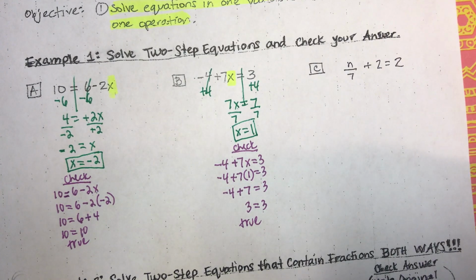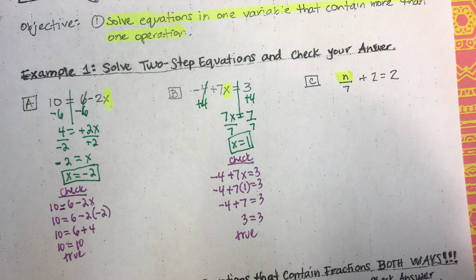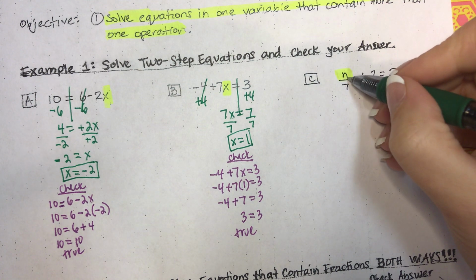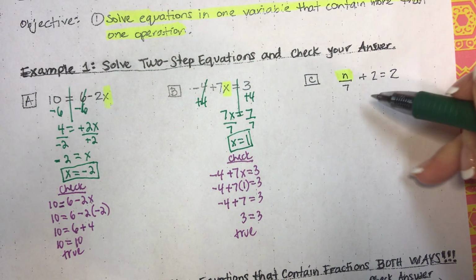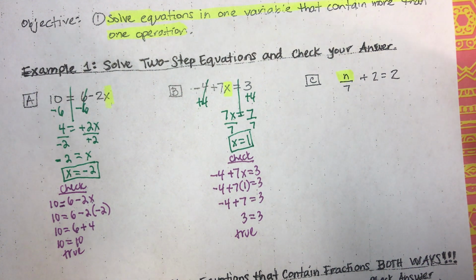Okay, this is the last two-step equation that we're going to do. So here, this one's a little different. We're going to try to find what n equals. So this time, what do we have? We have n being divided by 7 here, but it's still right there attached to that n. So we're going to do this outside bit. We're going to get rid of the outside bit first.